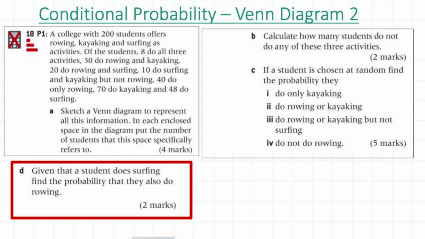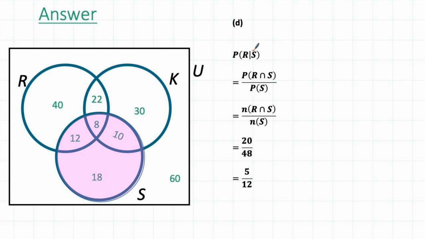Again, you can write it out using symbols if you want to, or as a word problem. Given the probability that they are doing surfing, find the probability that they're also doing rowing. I'm looking at the intersection of those divided by the probability of surfing, which means I'm now restricting my view to surfing only. And from this surfing, when are they doing rowing? It's those two, 12 and the 8. So it's going to be 20 out of the 48.